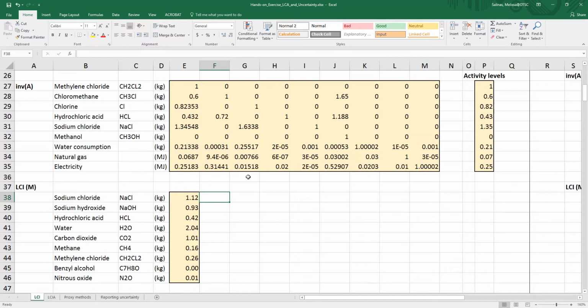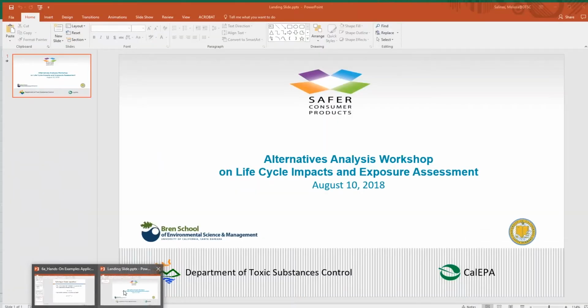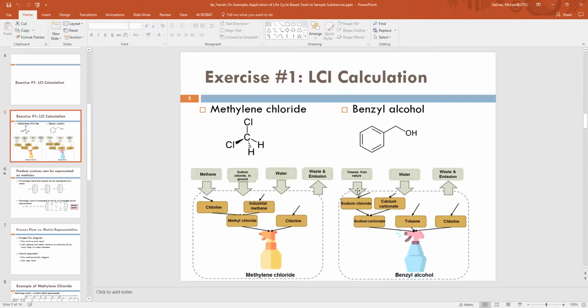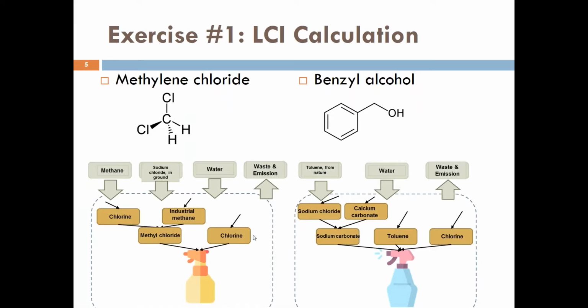So conceptually, what does this all do? I think that's a good point to show this more visually. What we have done is this. These methylene chloride, methyl chloride, chlorine, methane, all these are intermediate flows, right? And what we first wanted to do was to calculate the amount of intermediate flows needed in order to produce 1 unit of methylene chloride, right?